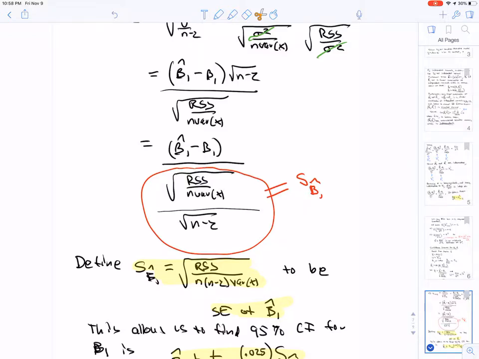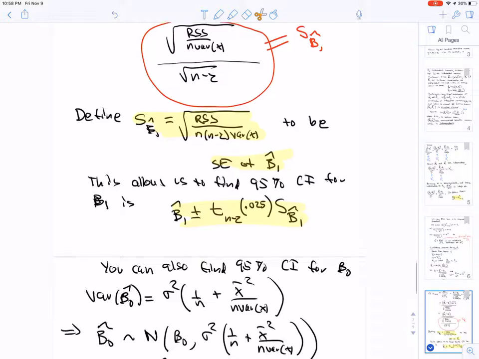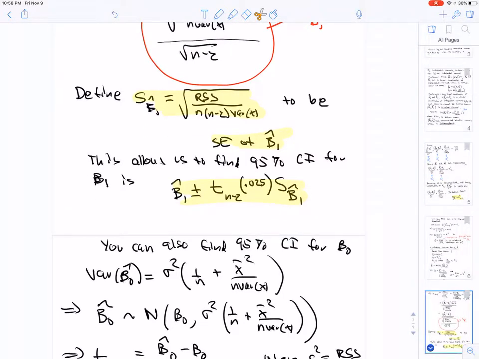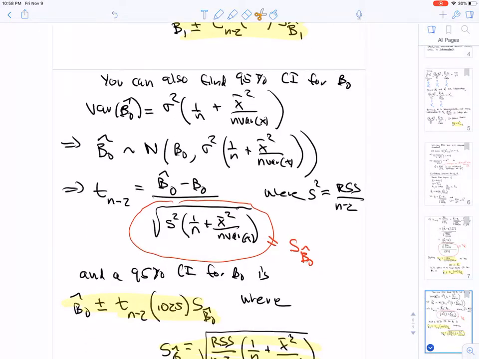This will allow us to do hypothesis testing, to make confidence intervals, all sorts of good stuff like that. And so we can find a 95% CI for beta 1: beta 1 hat plus or minus t n minus 2, .025, times the standard error of beta 1 hat. Awesome. And you can do a similar thing for beta 0 hat.